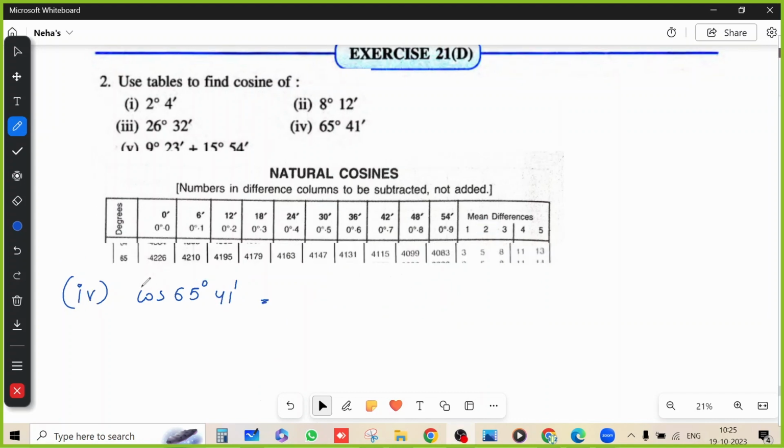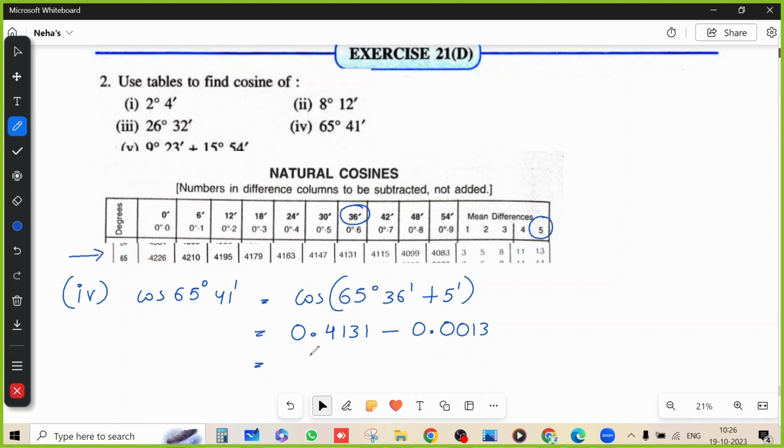Next question is to find the value of cos 65 degree 41 minutes. We will refer to the row that is having 65 degrees mentioned. Now you can see the value of 41 minute is not given. So we will use the value of 36 minute here, which is just lesser than 41 minute, and the gap between 41 minute and 36 minute is 5 minute. We will use the value of these two. It can be written as cos 65 degree 36 minutes plus 5 minute. Now the value given is 0.4131, and the value given is 0.0013. Do not forget to subtract the value of difference in case of finding the cos value. This will give us 0.41.